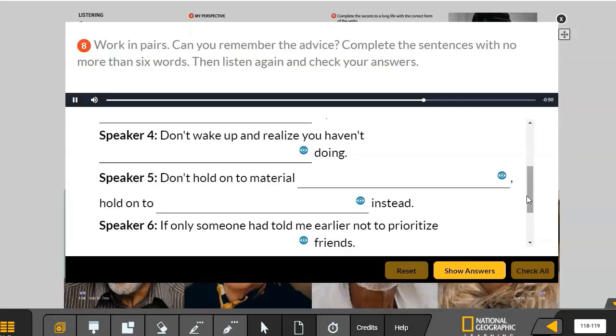Speaker 7. Maybe this one isn't as special or meaningful as the others, but I think it's important. Brush your teeth regularly. Dental problems are awful and very, very expensive. If someone had told me this years ago, I would have saved a lot of money, and my dentist wouldn't have gotten so rich.